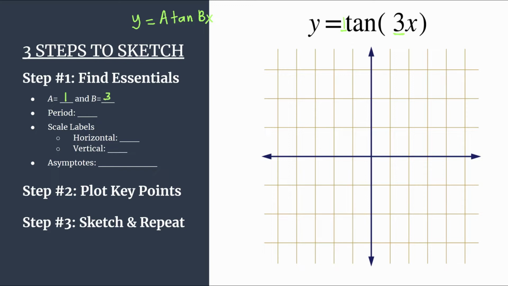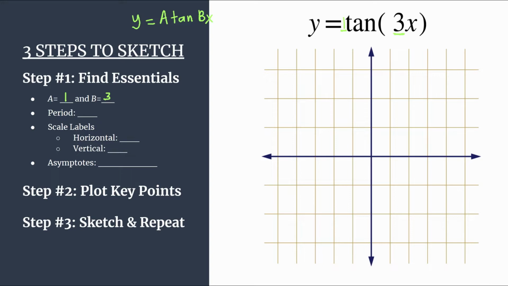And remember, b is special here. It tells us how many cycles of our graph should happen between 0 and pi since it's tangent. So we should see 3 cycles happening between 0 and pi. And that's just a great thing to keep in the back of your mind so that when you finish your sketch, you can check, okay, does that match? Is my graph accurate?